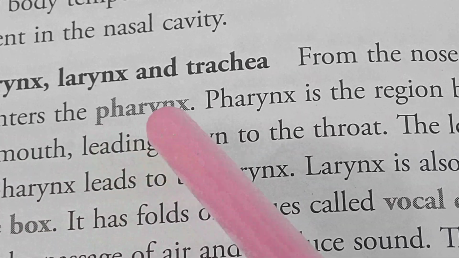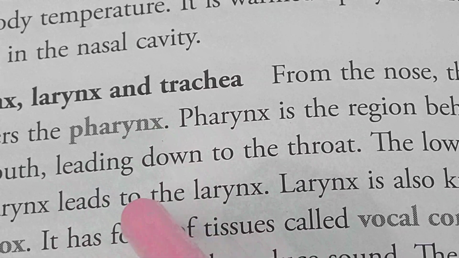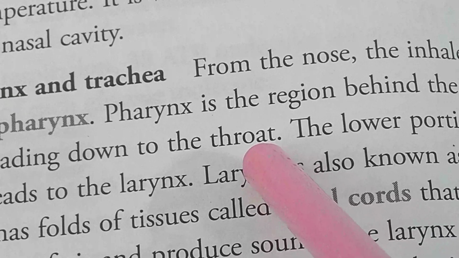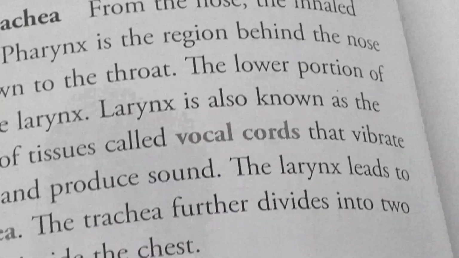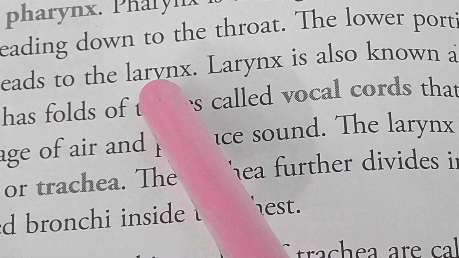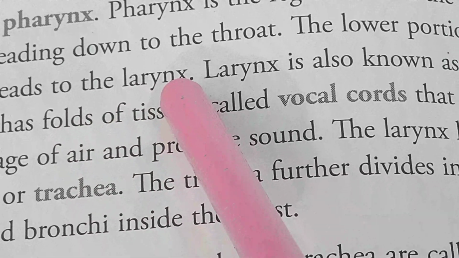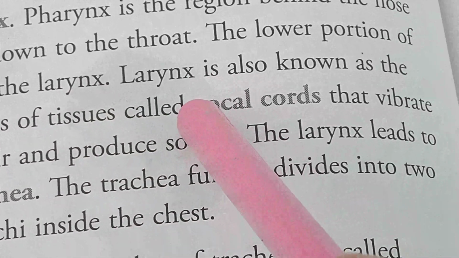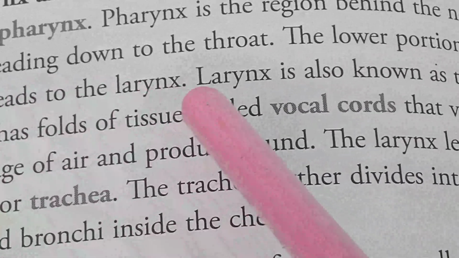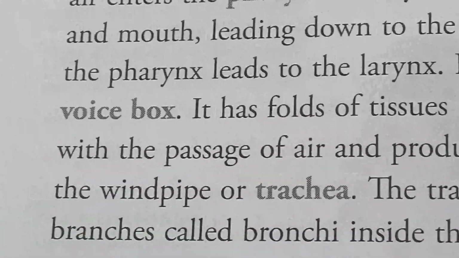नाक और मुंह के पीछे फर्स्ट जो पार्ट, दैट इज pharynx, लीडिंग डाउन टू द थ्रोट. जो शुरू कहाँ से होता है? नॉर्मली हम लोग का होंठ से शुरू होता है. The lower portion of the pharynx leads to the larynx. Pharynx का जो लोअर पोर्शन है दैट लीड्स टू द larynx. Larynx is also known as the voice box or vocal cord.